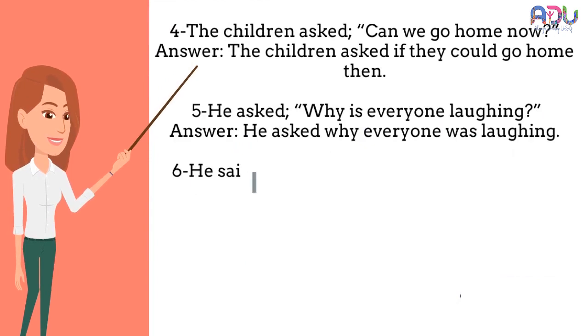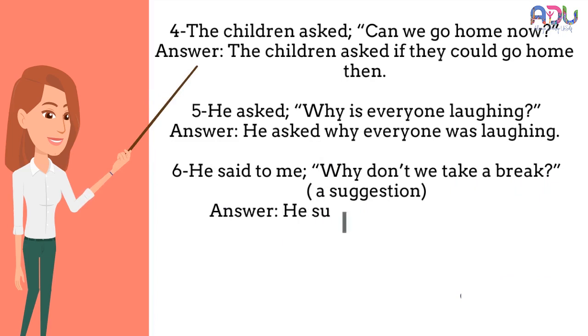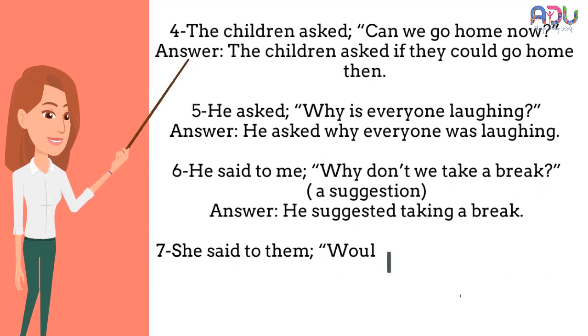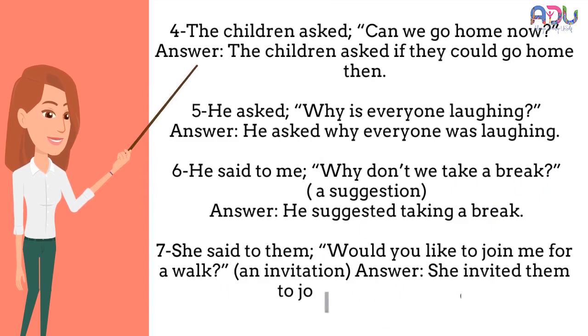Number 6. He said to me, "Why don't we take a break?" And this is a suggestion. He suggested taking a break. Number 7. She said to them, "Would you like to join me for a walk?" By the way, this is an invitation. Have you done this right, guys? The answer is, she invited them to join her for a walk. And this is better and more correct.